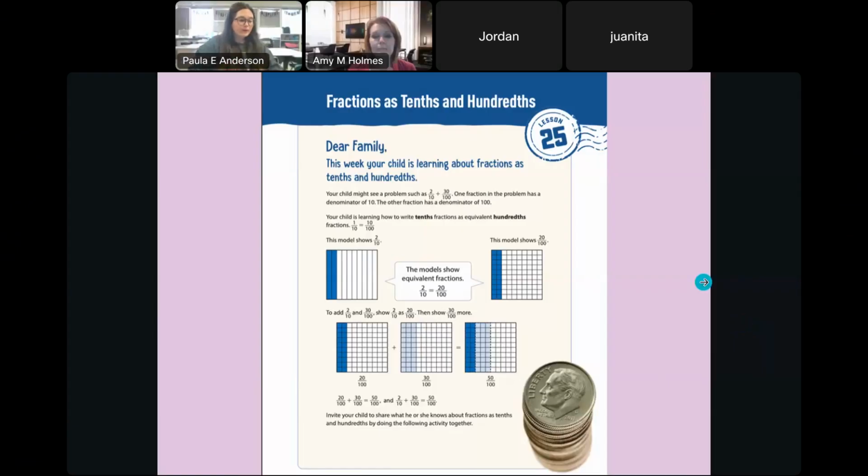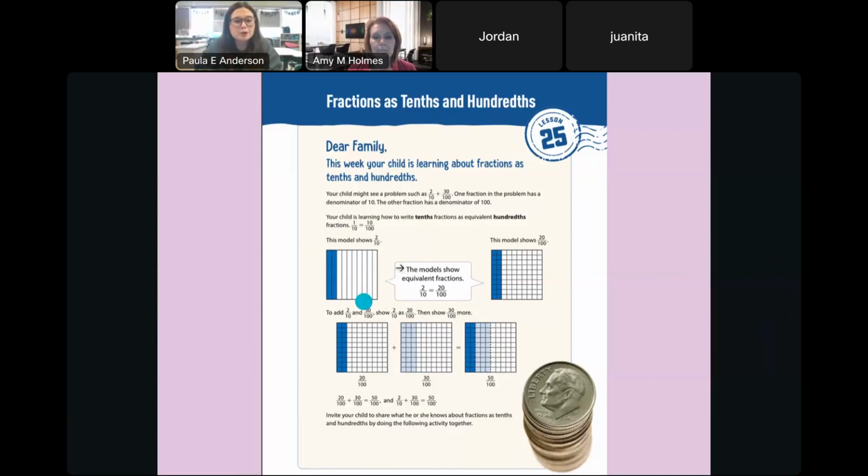And then in fourth grade, tomorrow we will be starting lesson 25, and it's fractions as tenths and hundredths. So you're going to see problems such as 2 tenths plus 30 hundredths. One fraction in the problem has a denominator of 10, and the other has a denominator of 100. And just seeing how we can write those as equivalent fractions, so we can turn our tenths into hundredths, and then we can add those.